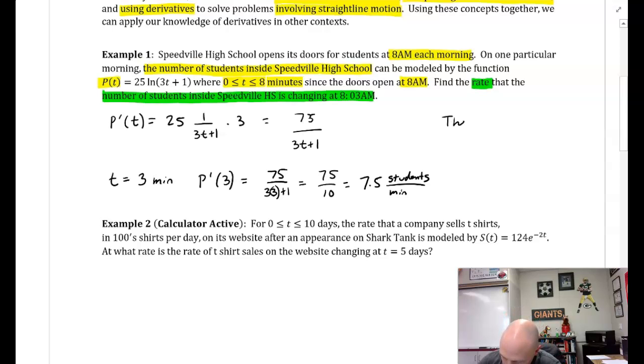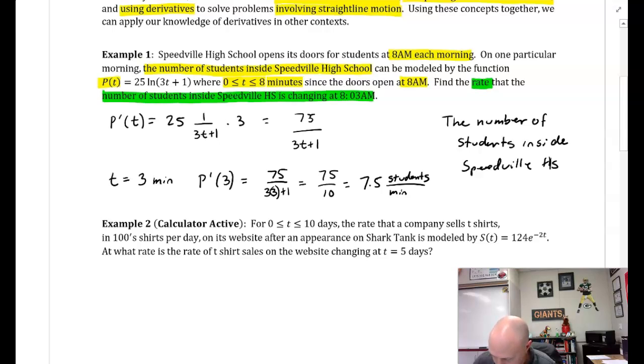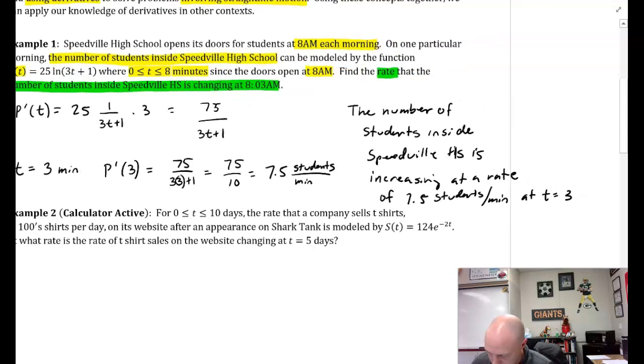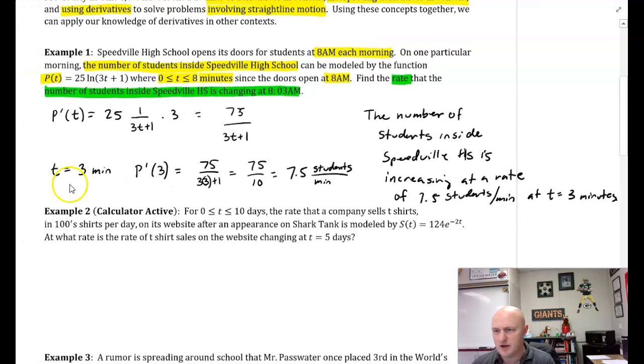Well, the number of students inside Speedville High School, that's the context, that's what P represents, is increasing at a rate of 7.5 students per minute at t equals 3 minutes, or at 8:03 a.m. Okay, so we have answered their question and in context.